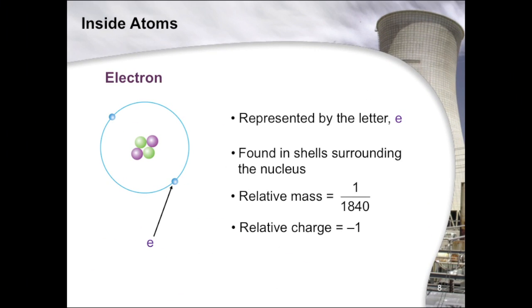The final subatomic particle is the electron. It is represented by the small letter e. Each electron has a relative mass of 1/1840, which gives it a negligible mass. The electron holds a relative charge of -1.